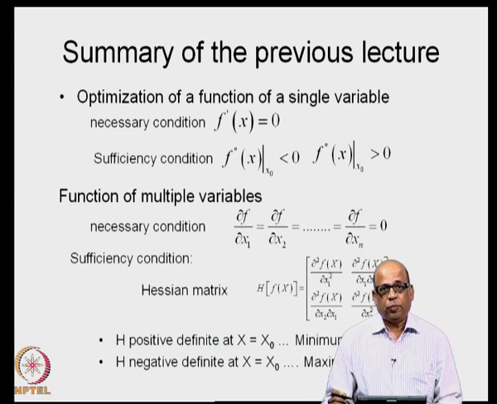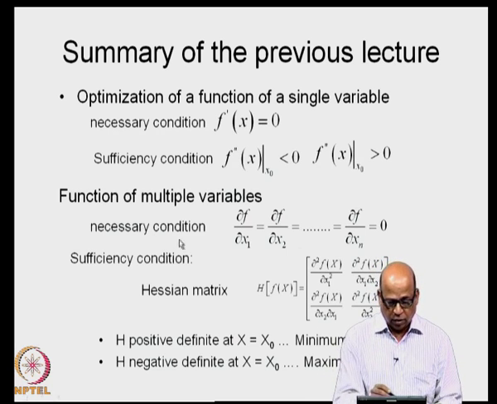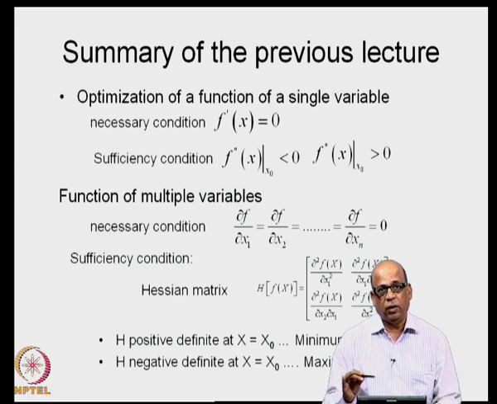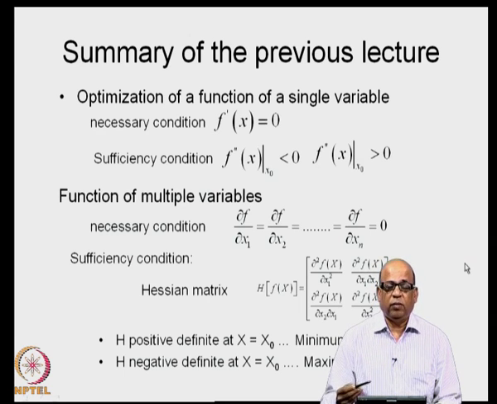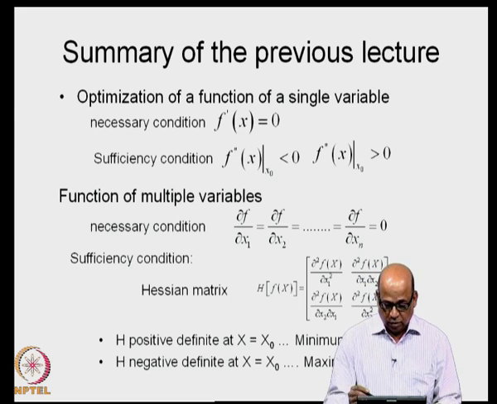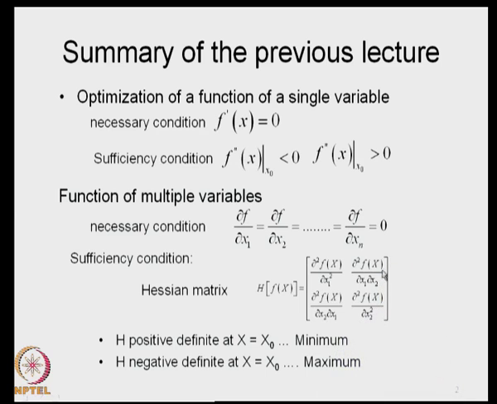Then we went on to extend this to functions of multiple variables x1, x2, x3 and so on. So, f is a function of n variables. The necessary condition is that the first derivative of the function with respect to each of these variables must be equal to 0. For the sufficiency condition, we formulated the Hessian matrix, which is a matrix consisting of the second order derivatives of the function: d square f by dx1 square, d square f by dx1 dx2 and so on. This is shown here for two variables, but typically it will be an n by n matrix.